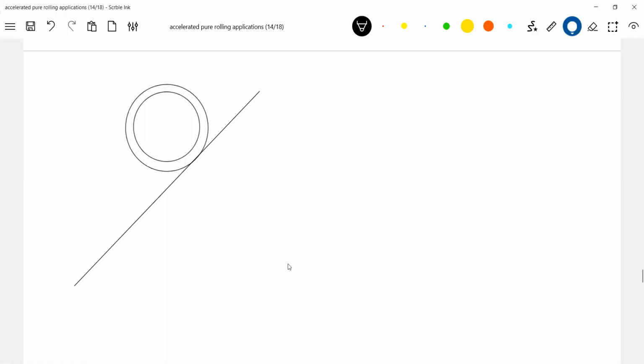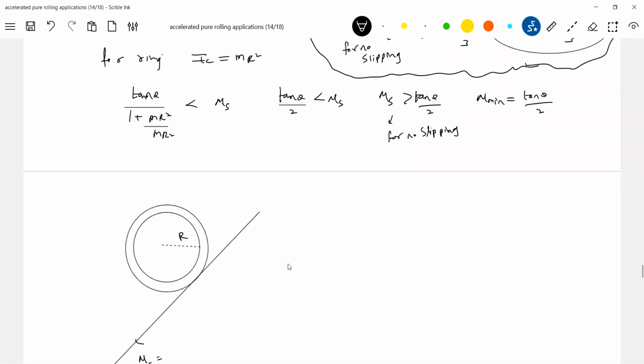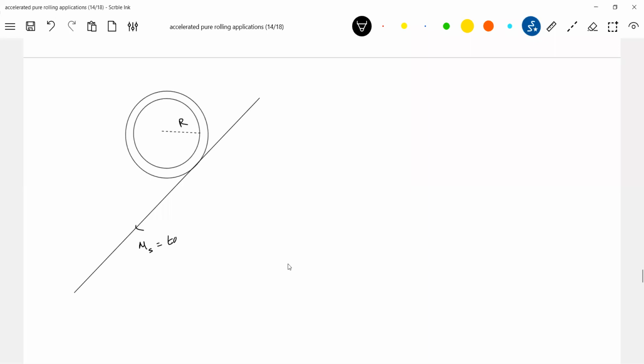Let's continue the problem. So I do have a ring. Anybody can understand, you just should have those basic ideas clearly. These are not very big things. This is a radius r. Now I'm going to write the value of mu s. What is the minimum? How much is needed? Tan theta by 2. If I write mu s as tan theta by 4, tell me what is the problem? It's a ring. How much minimum is needed? Tan theta by 2. But mu s is tan theta by 4. So definitely the friction acting will be kinetic.